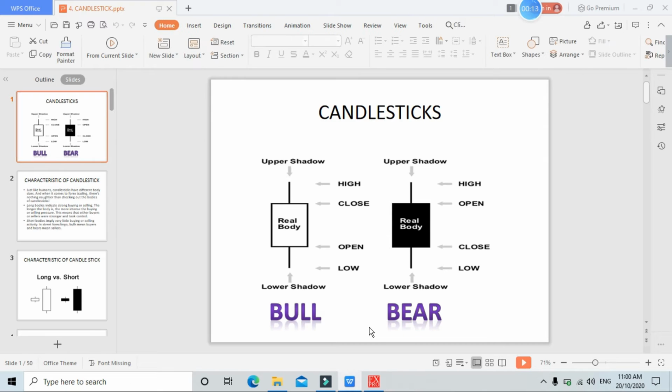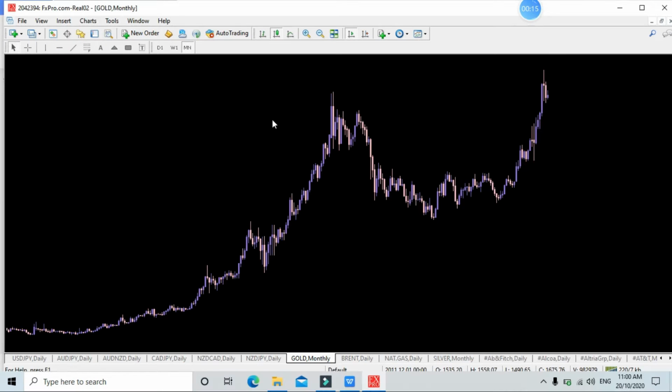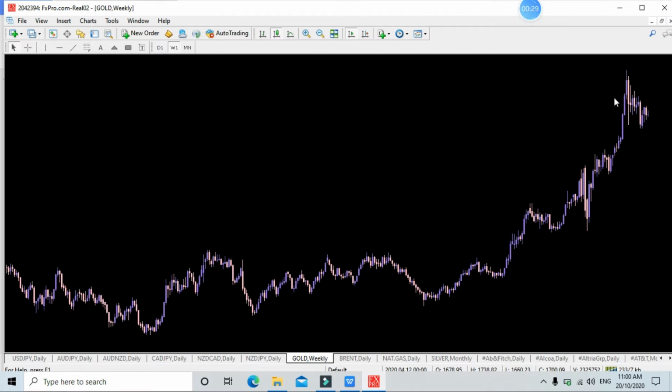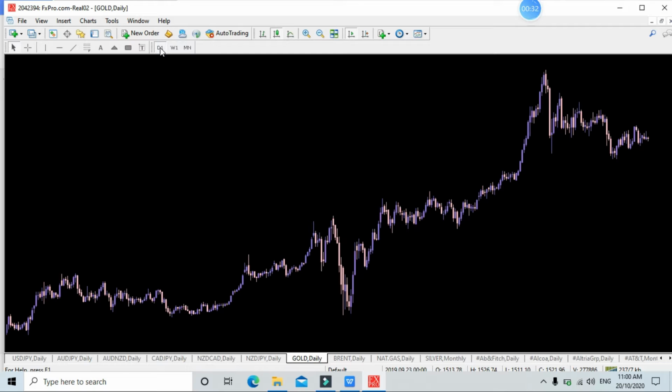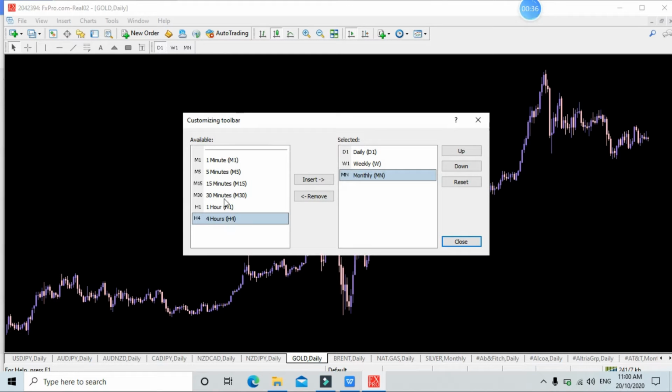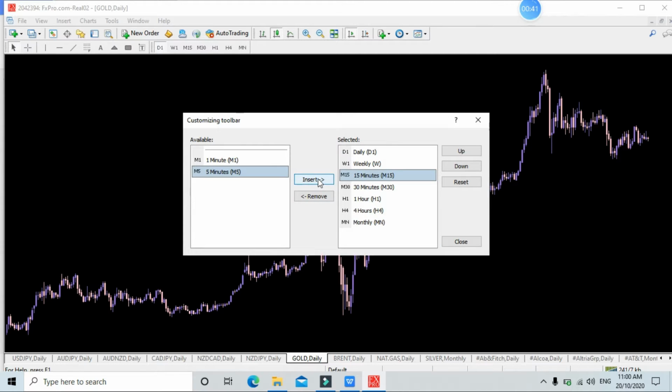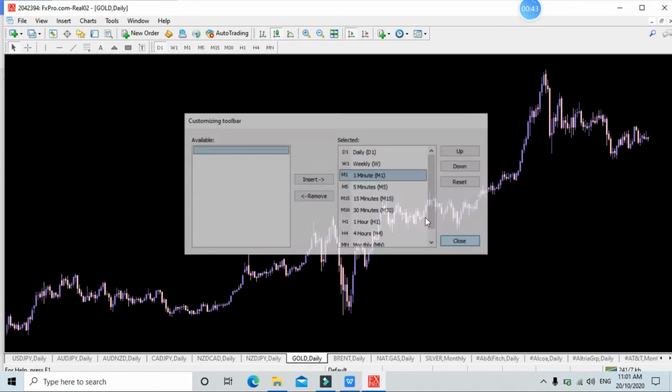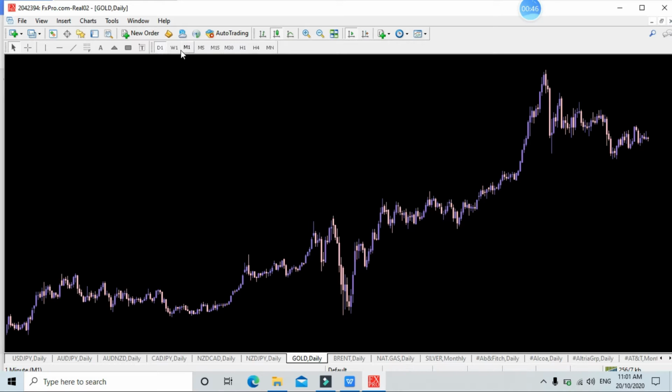Our chart is made out of candlesticks, so this is a candlestick chart, a real candlestick chart. This is the monthly chart, which means every single candle is 1 month. This is weekly, so every single candle is a week, and then daily. You may customize and insert 4 hour, 1 hour, 30 minutes, 15 minutes, 5 minutes, 1 minute. I hide them because I only use these 3 time frames.